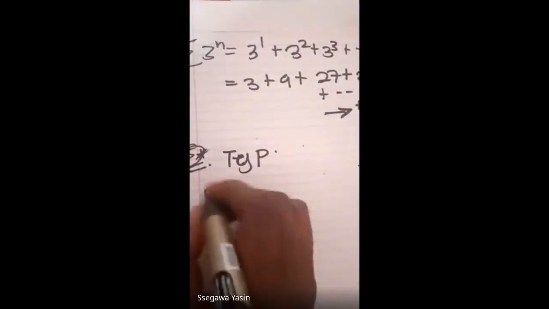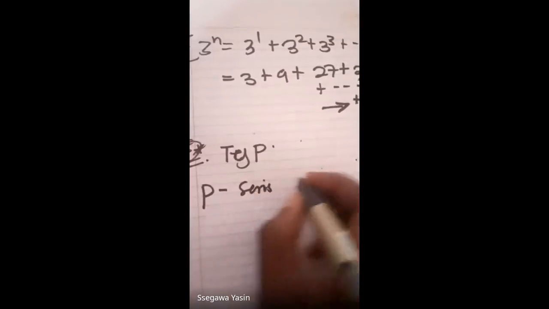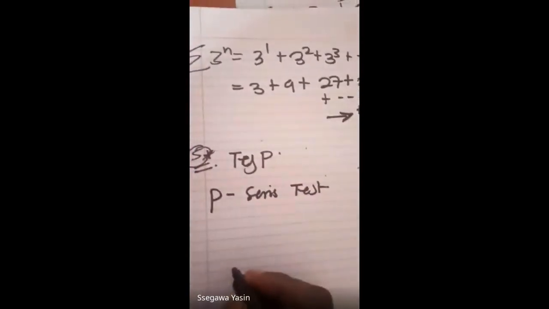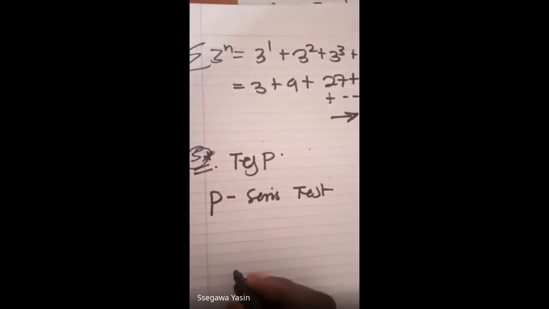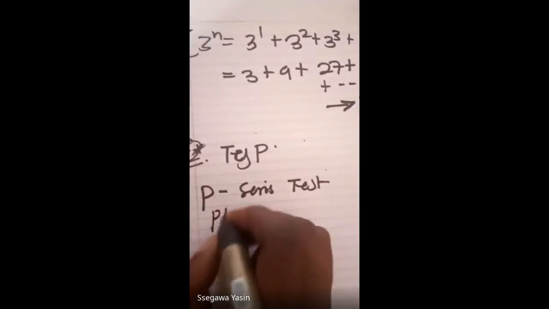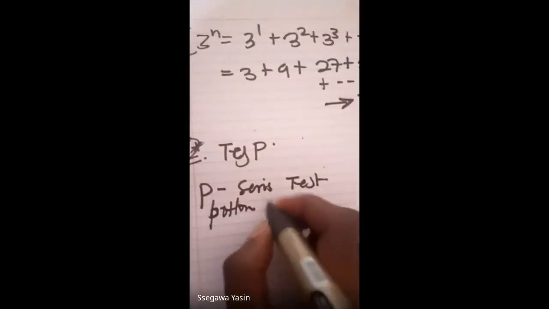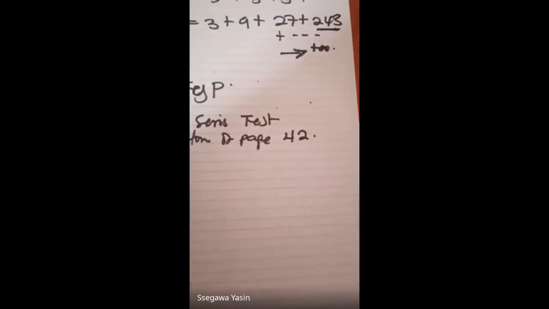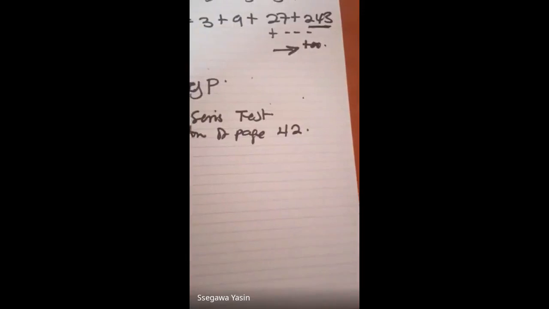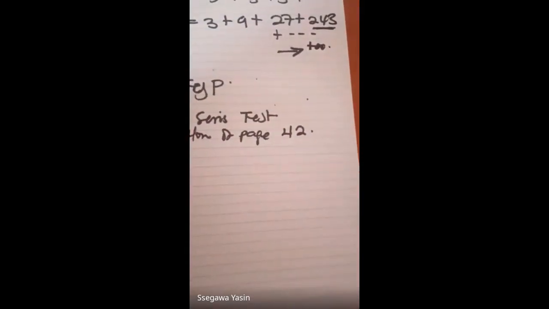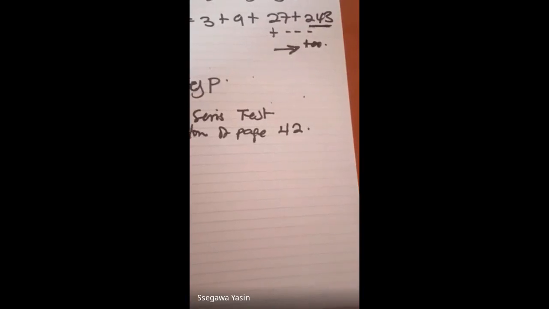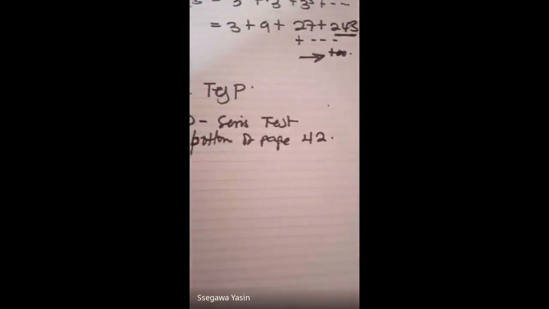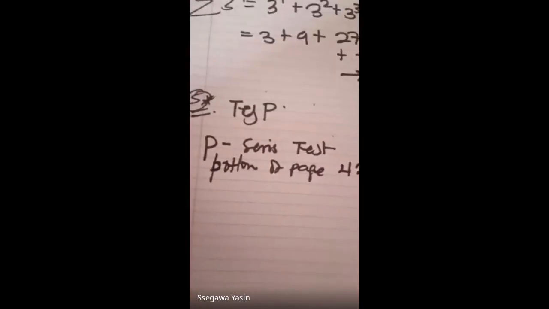So this is the P-series test. The P-series test is on page... You go to the bottom of page what? Page 42. Bottom of page 42, that's where we are going now. Can you please go there and see what is there? Yes, bottom of page 42. You read through that statement, then I want you to understand it. I'm giving you 1 minute, please.